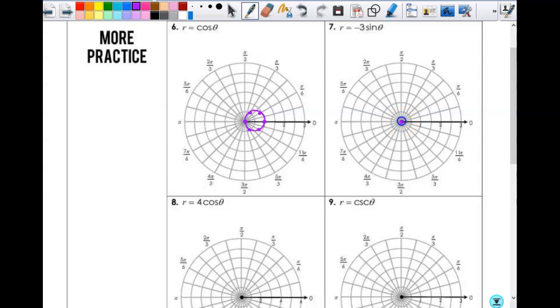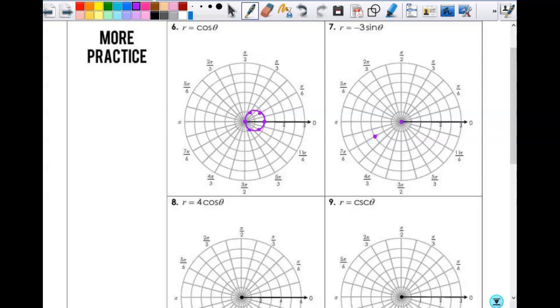So we're at 0, 0. What is the sine of pi/6? 1/2. So that makes this negative 3/2, right? So at pi/6, I pass through the pole and go to negative 1.5, or I go to 1.5, which is right there.